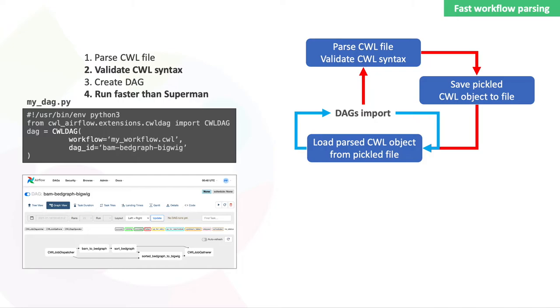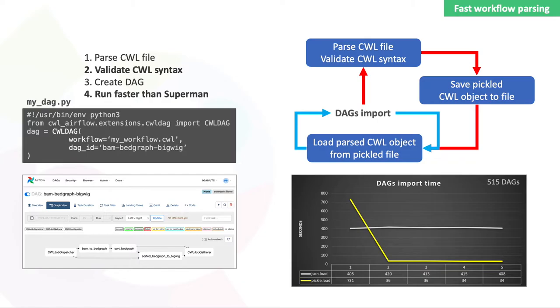Whenever we try to re-import the same CWL file, we follow the faster blue loop and load the workflow from the pickled file. On the plot below, we can see the total time required to import 515 CWL DAGs. We've run it 5 times, comparing our approach with the standard Python JSON load function that does not perform any CWL syntax validation. As you can see, at the very beginning, our approach was almost 2 times longer than JSON load, but in the next iteration, we shortened DAG import time tenfold.